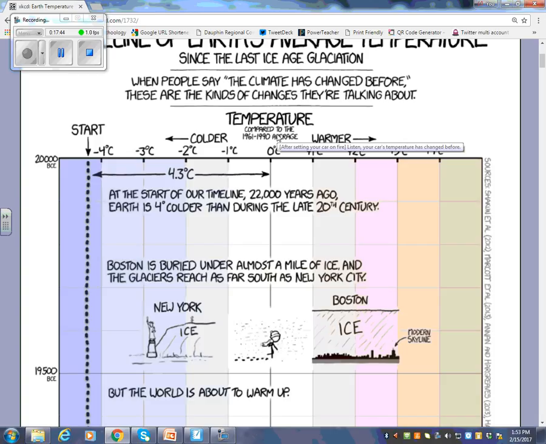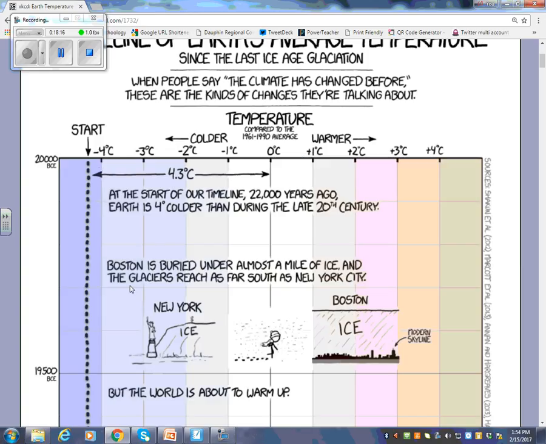They took the average temperature between 1961 and 1990, and that's the 0 mark, the baseline. If you go back to 20,000 BCE, before the Common Era, formerly known as BC, so 22,000 years ago, the average temperature around the world was minus 4.4 below that baseline. 22,000 years ago, Boston is buried under almost a mile of ice.